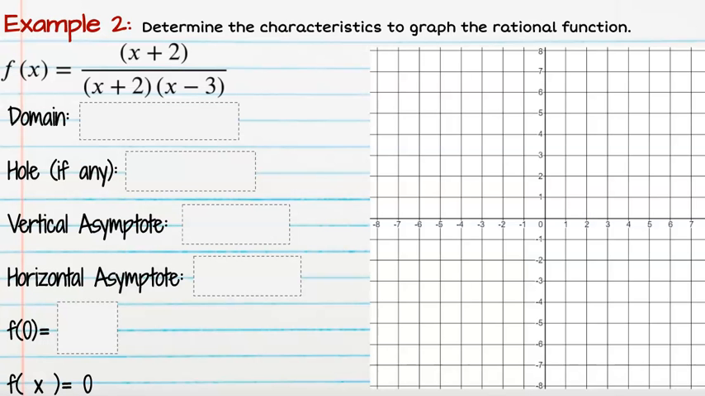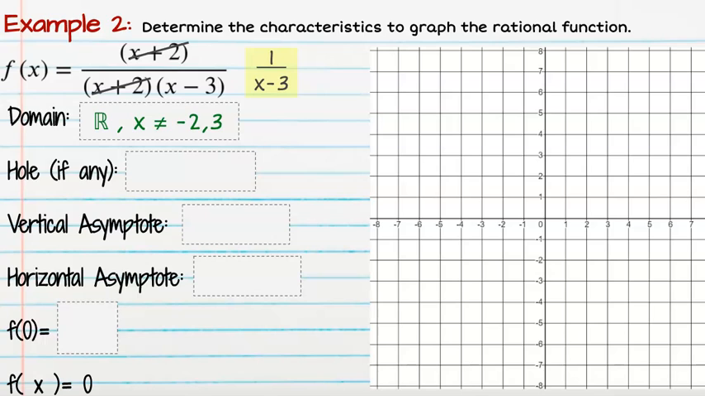Let's take a look at another example that is a little more complicated. F of x equals x plus 2 over x plus 2 multiplied with x minus 3. Starting with our domain again, this time there are 2 values. But we have to be careful because we notice that x plus 2 and x plus 2 cancel out, but we still must consider them when we find the rest of these characteristics. But the simplified function is also helpful. So our domain is all real numbers except -2 and 3. Although the x plus 2 factors canceled out, we must consider that when we work through the rest of this problem.